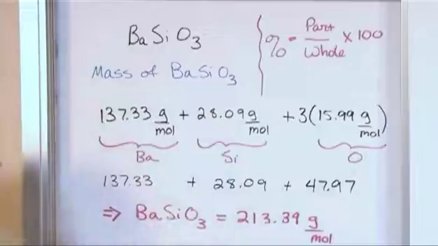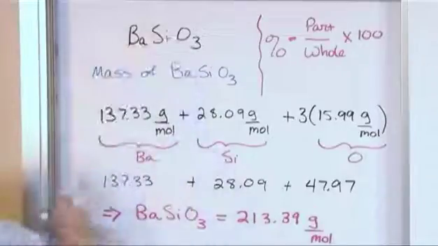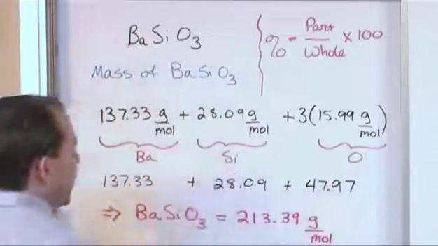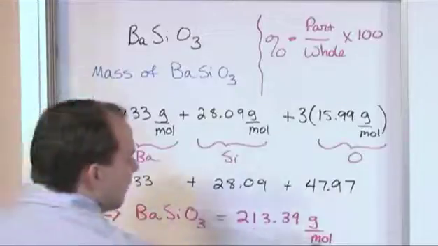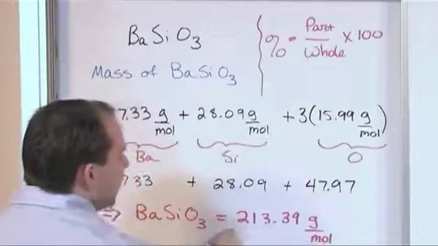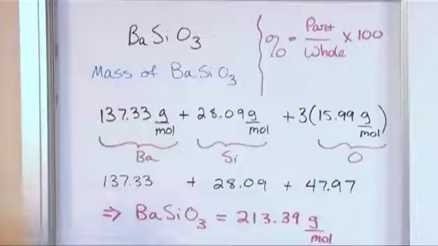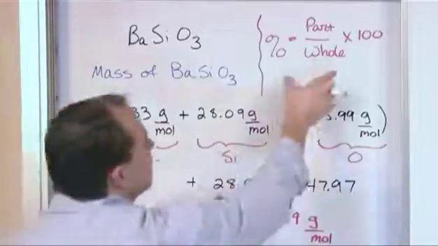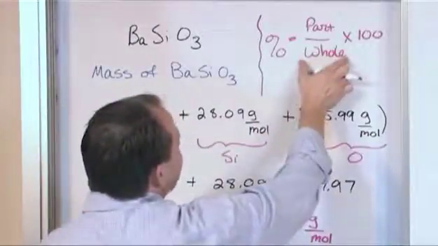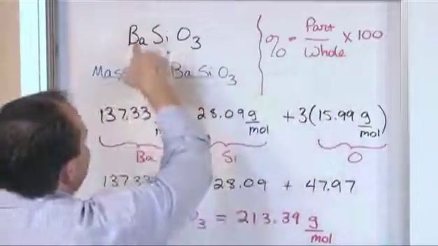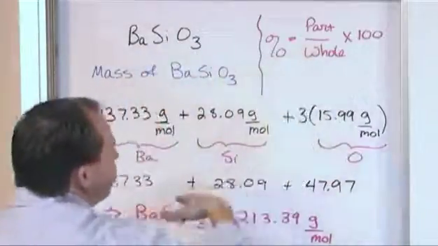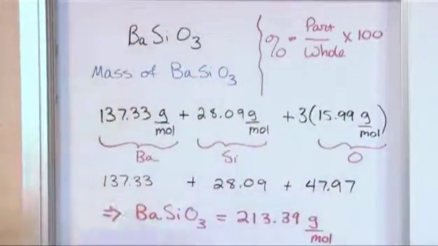All right, so this is important. This is not the answer, though. This is the mass of the entire compound. The barium plus the silicon plus the 3 oxygen atoms means that if I shovel out 1 mole of this, it's going to actually have a mass of 213.39. So this is like the whole that's going to go in the denominator here for the percentage. And we're going to find the percent mass of each thing, but we have to be dividing by the total mass of the whole compound.